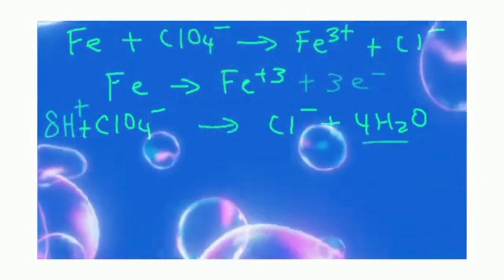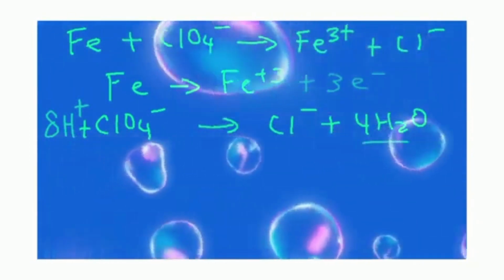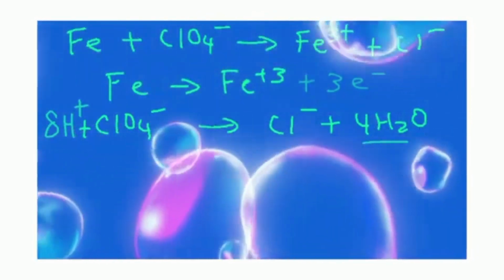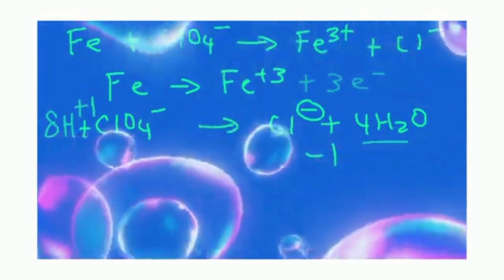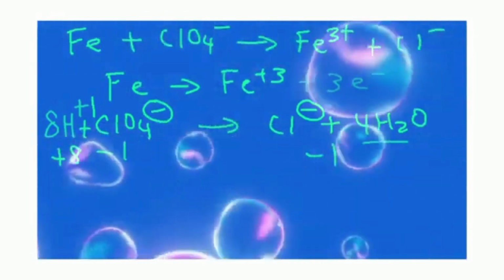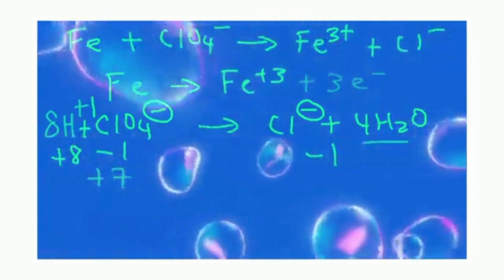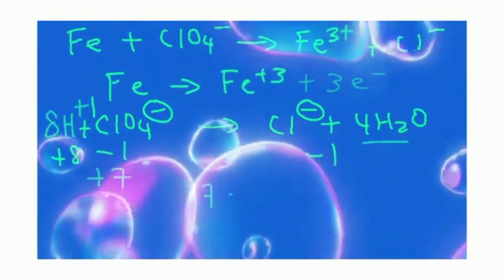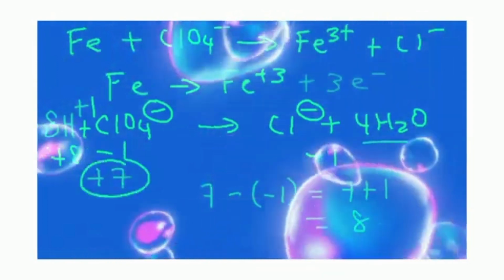Now the last thing we need to do for this half reaction is balance the number of electrons. So let's find the total charge on each side. On the right side, the total charge is -1. On the left side, we have 8 times 1, which is +8, plus the -1 charge from the perchlorate ion. So we have a net charge of +7 on the left side and -1 on the right side. So if we subtract these two numbers, 7 minus -1, that's the same as 7 plus 1. So the difference between these two numbers is 8, which means that we need to add 8 electrons to the second half reaction.